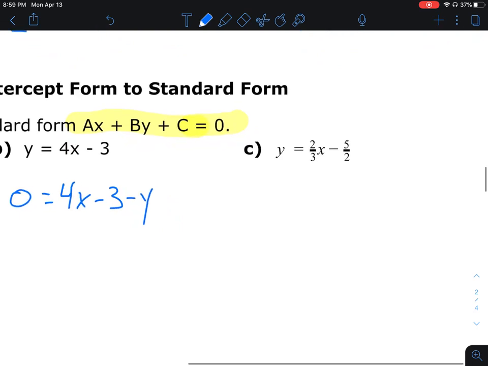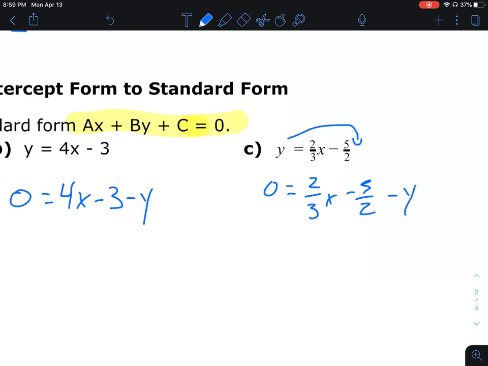Okay, we got some fractions. Again, setting one side to 0. So I'm just going to go ahead, set that to 0. 2 over 3 x minus 5 over 2 minus y, because I brought that y over. Now I have two fractions. So I have a denominator of 3 and a denominator of 2. So that means I need to multiply every term by 3 and 2.